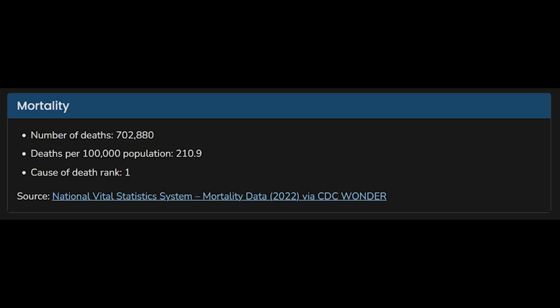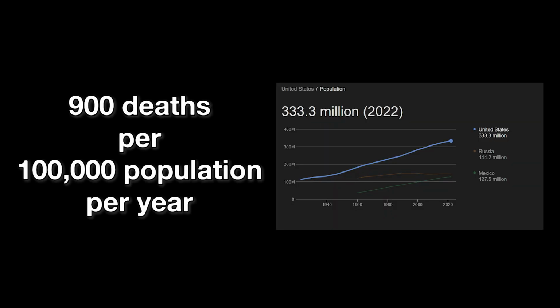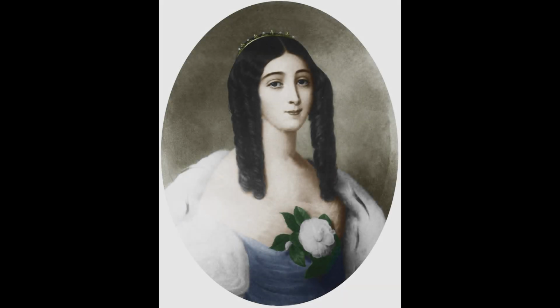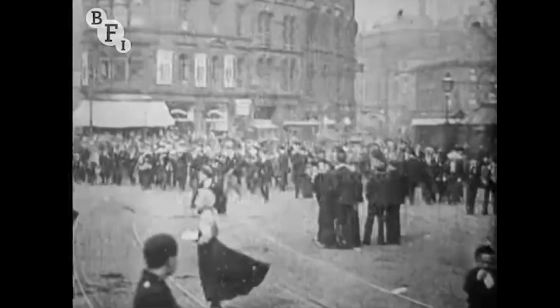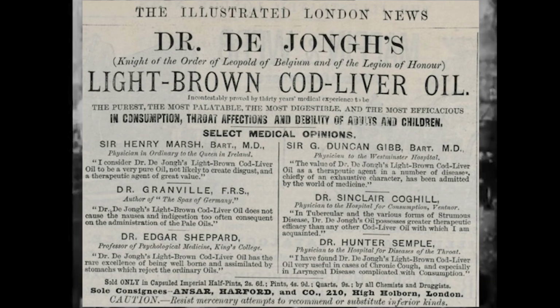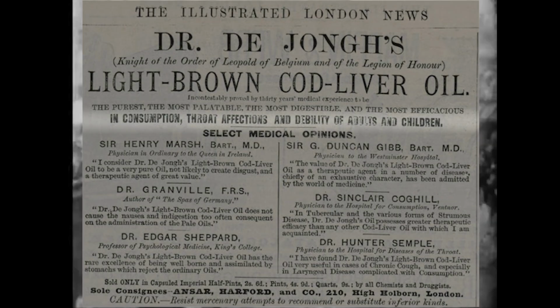For instance, heart disease, the #1 killer in the US, causes over 700,000 deaths per year, and has a mortality of 210 per 100,000 population. So if we were to place the tuberculosis mortality rate over the US population, we would get just about 3 million deaths per year in the United States. This mortality rate was elevated in the younger population, which led to tuberculosis also being known as the robber of youth. In the 19th century, tuberculosis had reached its peak in Europe, causing nearly 25% of all deaths, when it was commonly referred to as consumption.